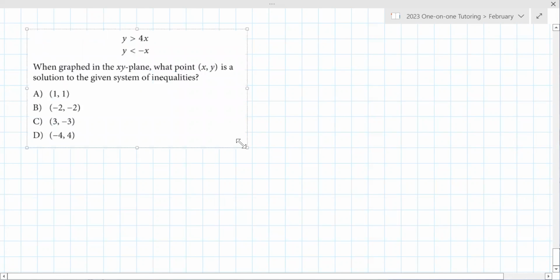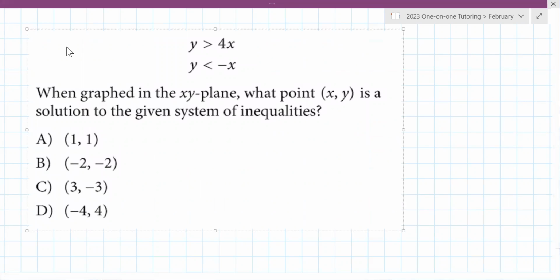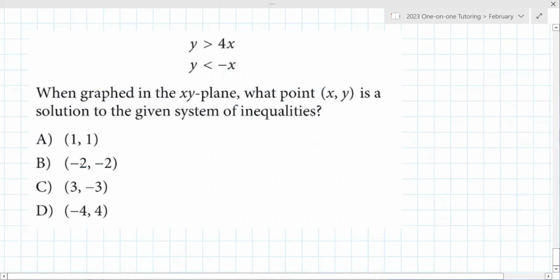So again, you're just going to test the points until you find one that works in both. You can read the question if you want, but go ahead and see which one works in both. When graphed in the xy plane, what point (x, y) is a solution of the given system of inequalities?